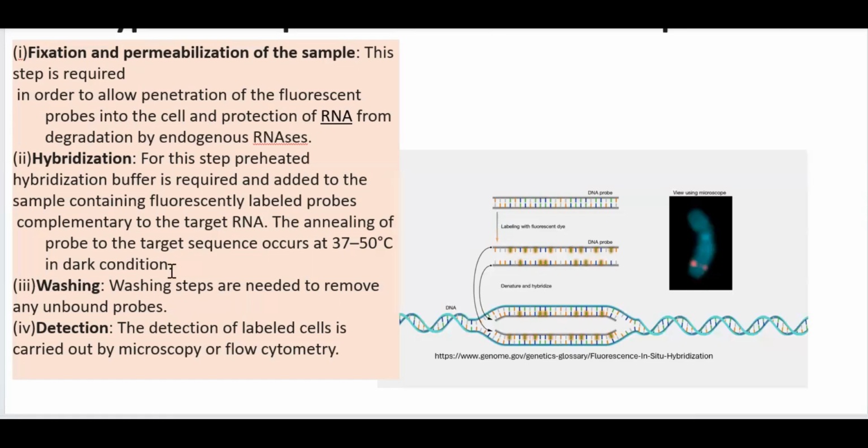Then of course washing is required to remove unbound sequences, unbound probes, and then you are going to take it to microscopy. Or another instrument that can be used is flow cytometry, right?